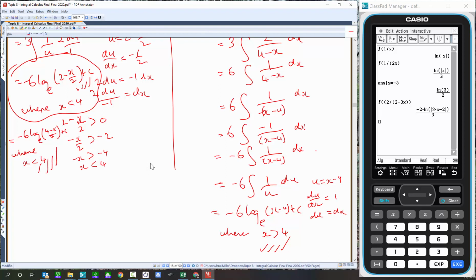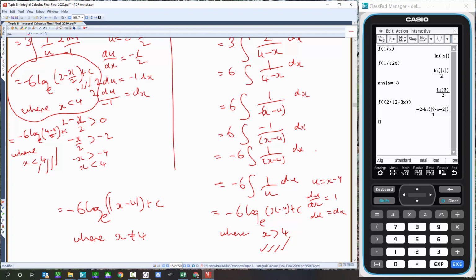Here's one more answer. This is the one the calculator will give you. See if you can write the absolute value version of this. This will be equals -6 log e absolute x take 4 plus c, where x can't equal 4. You could absolute that, you could absolute that. Heaps of different variations on this, okay?